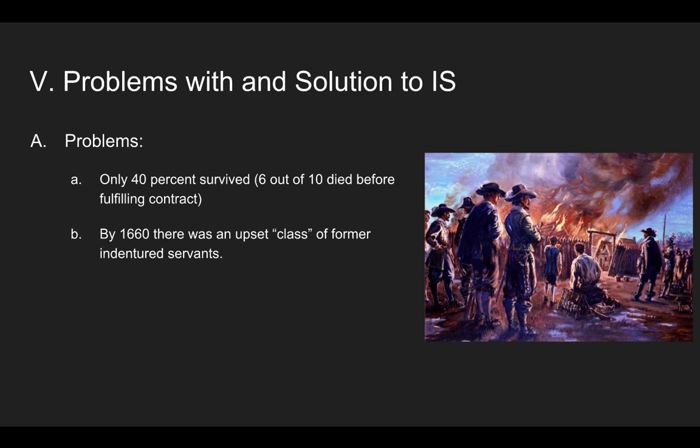B, by 1660, there was an upset class of former indentured servants. These are people that did fulfill their contract. They did receive a little bit of land, a cow, and a gun, and they found that the land they were getting was really bad, and they were becoming upset. This was becoming a class, and you could think of it as a lower class, people that didn't make much money because they were former indentured servants.